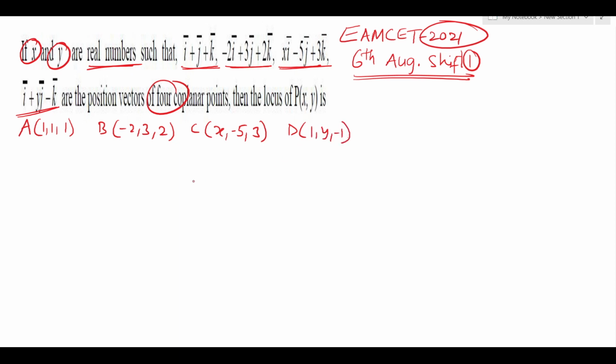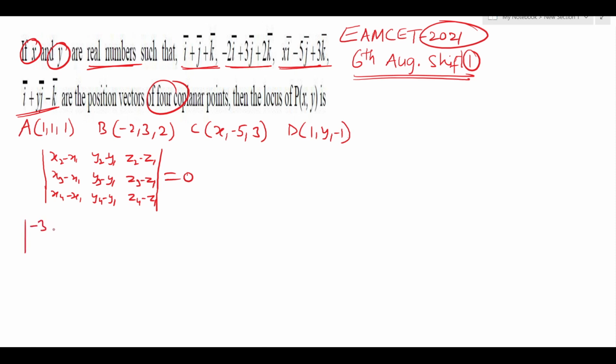Given these 4 points lie on a plane, that means the plane equation is, that is x2 minus x1, y2 minus y1, z2 minus z1, and this is x3 minus x1, y3 minus y1, z3 minus z1, this is x4 minus x1, y4 minus y1, z4 minus z1 is equal to 0. x2 minus x1, that is minus 2 minus 1, this value is minus 3, 3 minus 1 is 2, 2 minus 1 is 1.